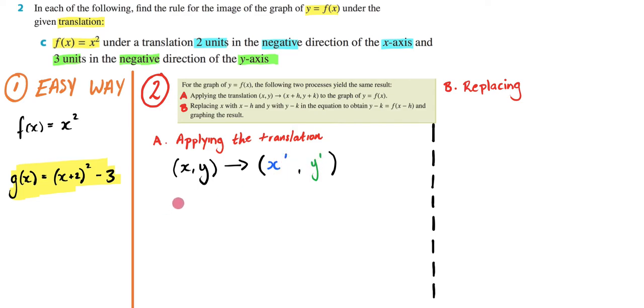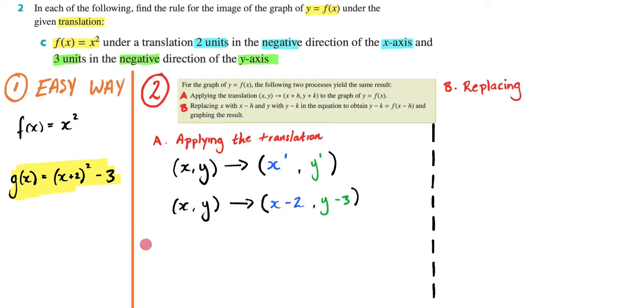So let's now get specific. We have our original point, then we're going to apply our translation, and we know what our translation is. We're going to move 2 units in the negative direction of the x-axis. So I'm going to take my x, and I'm going to minus 2 from it. Next, for my y, for my new point, I know it's 3 units in the negative direction of the y-axis. So I'm going to take my y and minus 3 from it. So this and this is my new point. Both of these represent my new point under the translation.